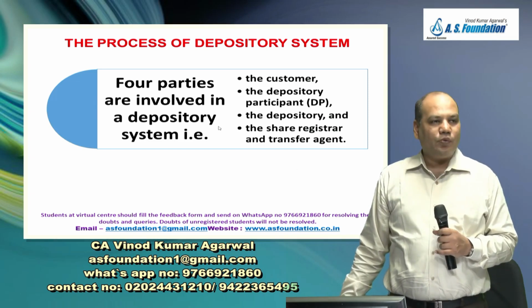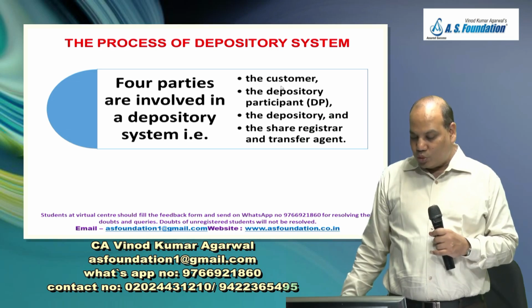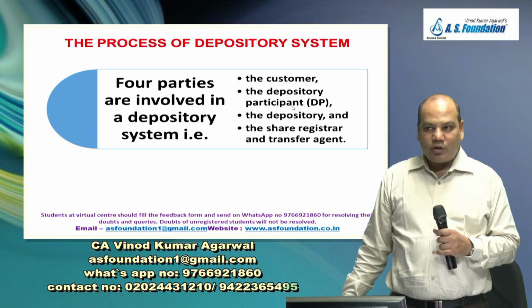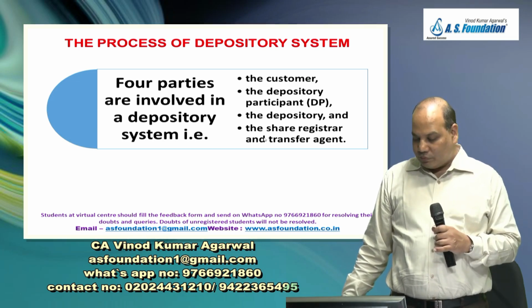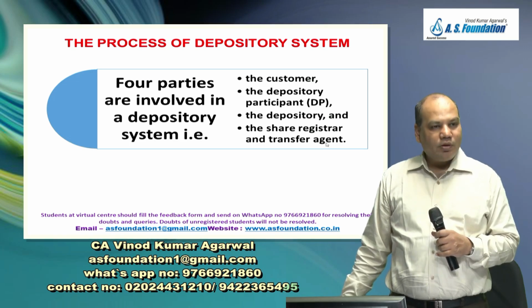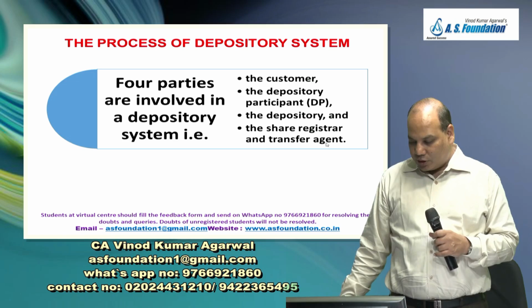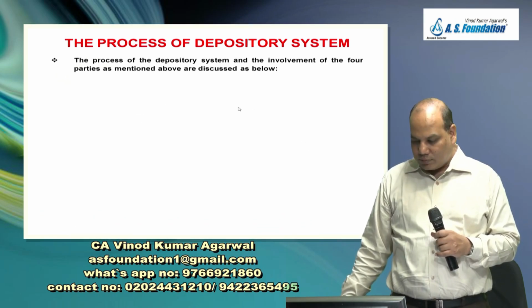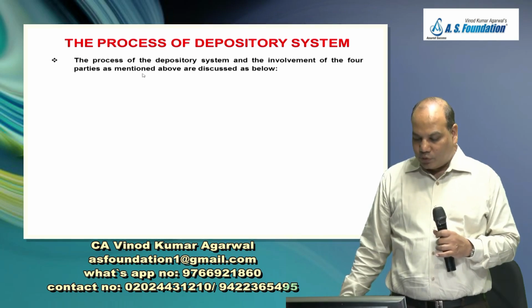Now quickly, for those who want to learn the process of the depository system, how this depository works: 4 parties are involved. One, you, the customer. Then between the customer and the depository, there is a depository participant. And then there is a share registrar and transfer agent for keeping a record of the stakeholders, shareholders.